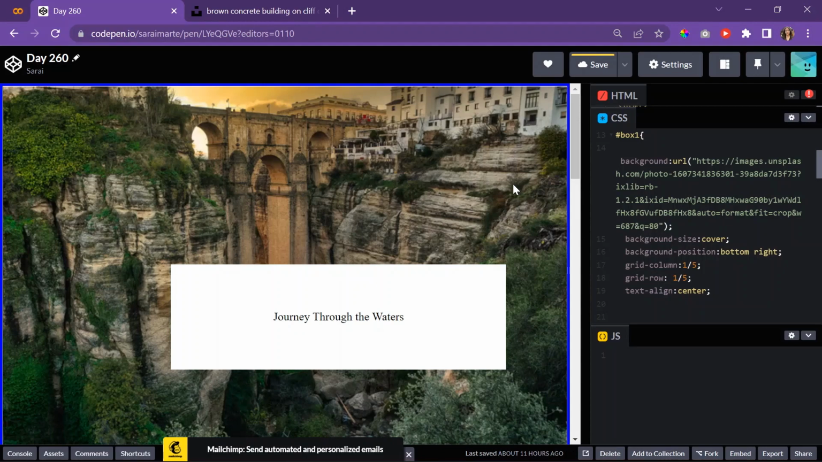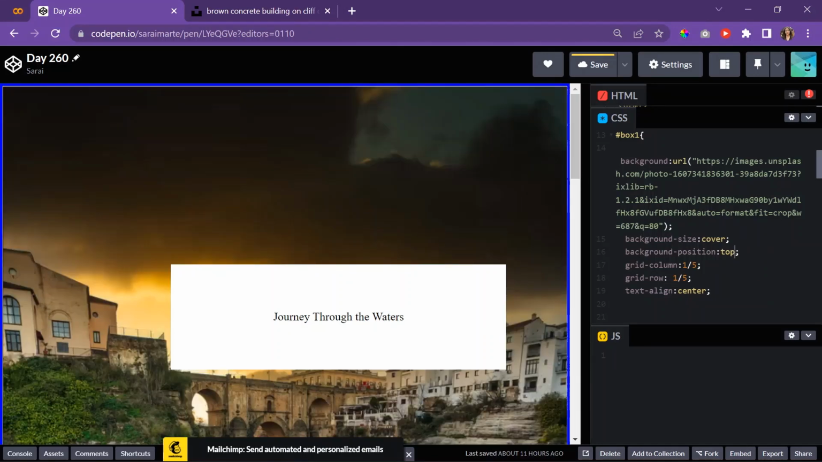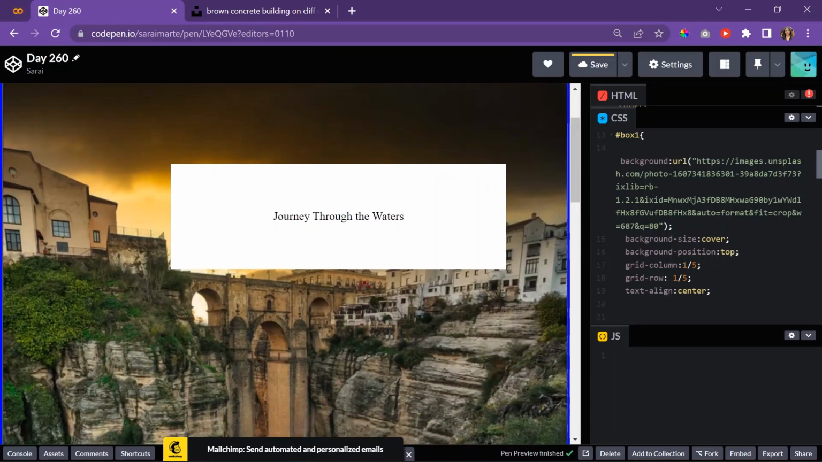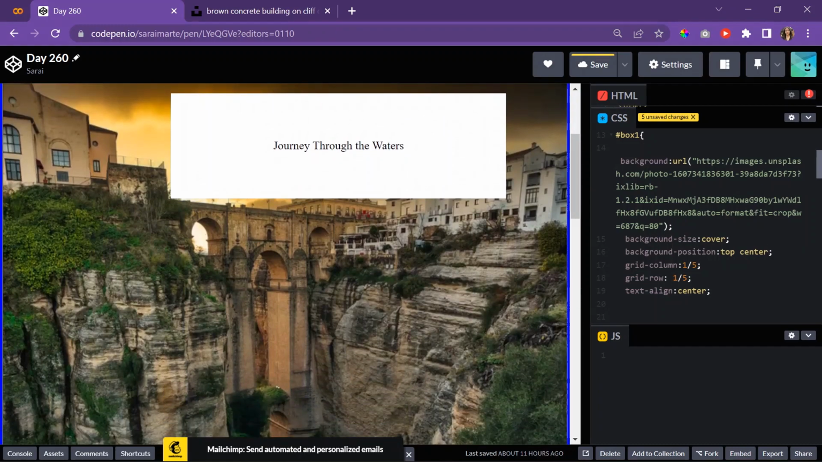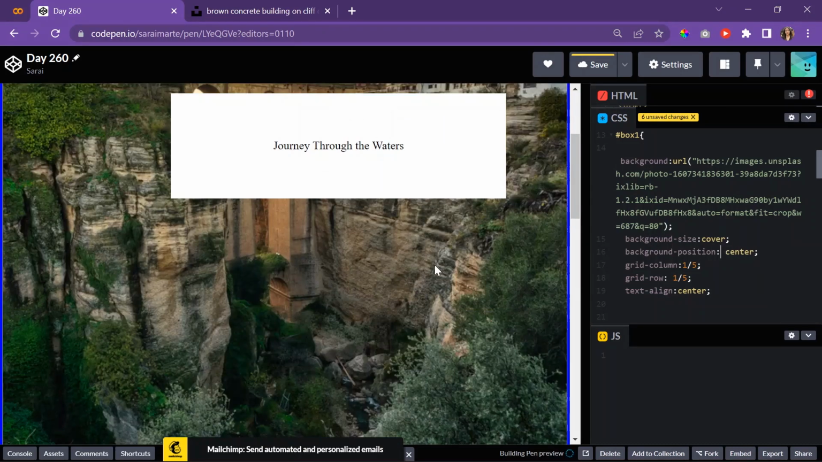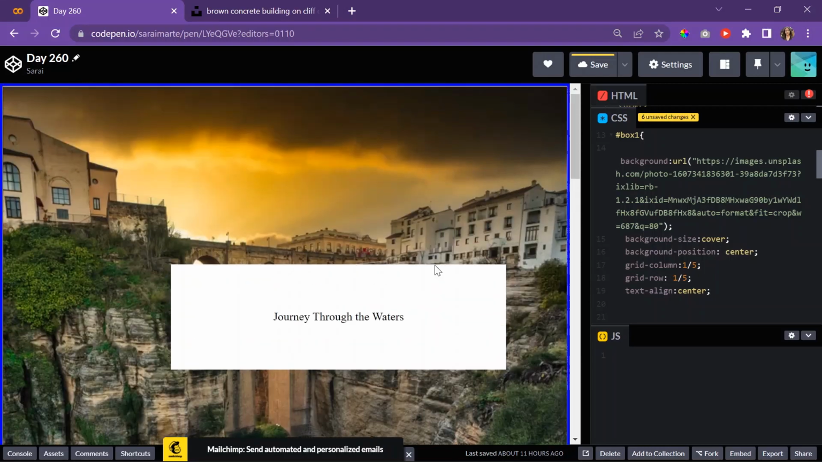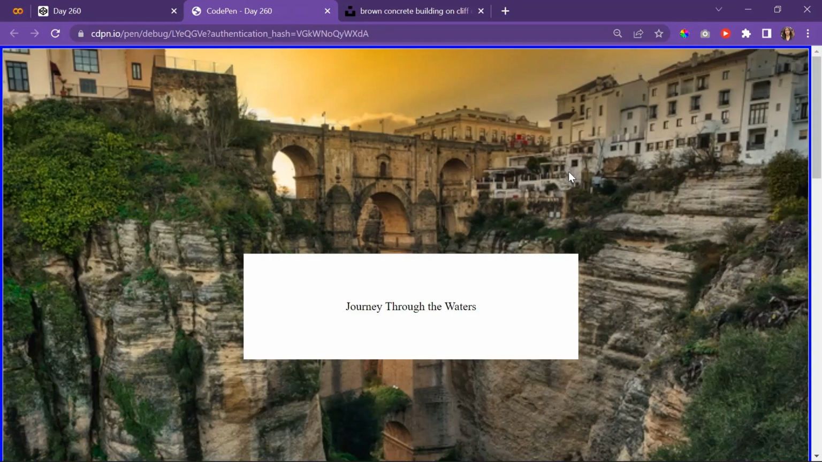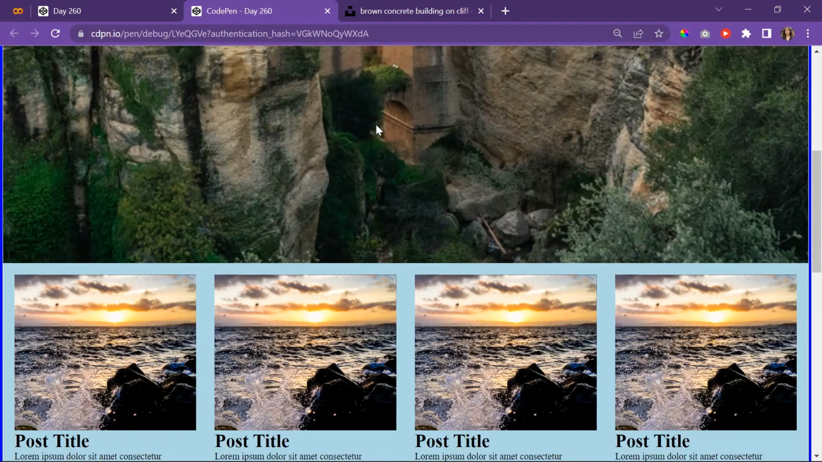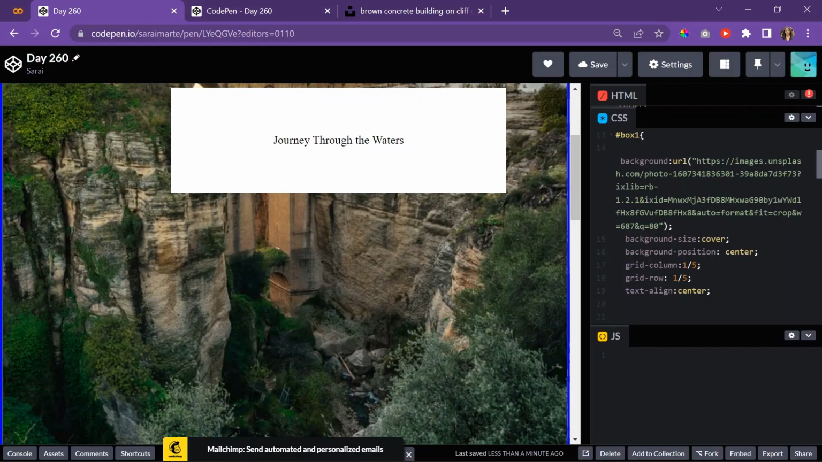Sneak peek into what Sarai does. Okay, and we're gonna do background position top. And we're not gonna do right. We're gonna do top center. How about that? Top center. I think that's fine. I don't like it. Actually, let's just do center. I don't know. Why is it all so ugly? Why is it so blurry too? I don't like it.